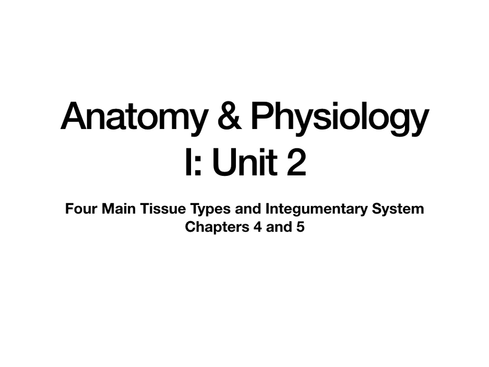So now we're going to be covering Unit 2. Unit 2 will be chapters 4 and 5. Chapter 4 is what we're going to be focusing on for this lecture, which is the 4 main tissue types. And chapter 5 is the integumentary system.